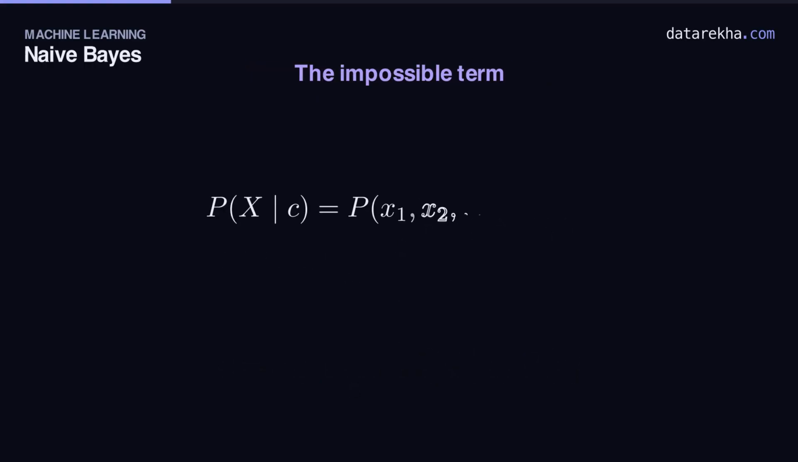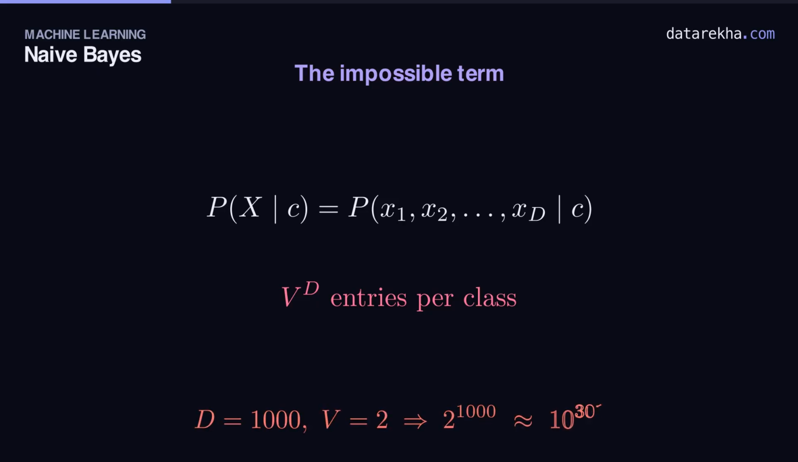There's one term hiding real trouble: the likelihood, P of X given C. Remember, X isn't a single feature. It's the whole bundle at once. This is a joint probability over every feature at once. If each of D features can take V values, a full table for one class needs V to the power D entries. Put a real number on it. With a modest vocabulary of 1,000 words, that's 2 to the 1,000th power, a number with 300 digits. No dataset could ever fill that table.